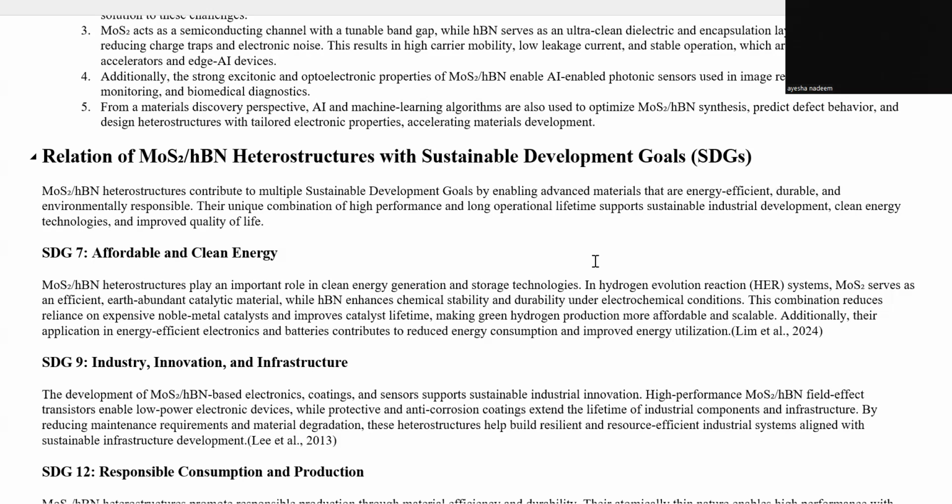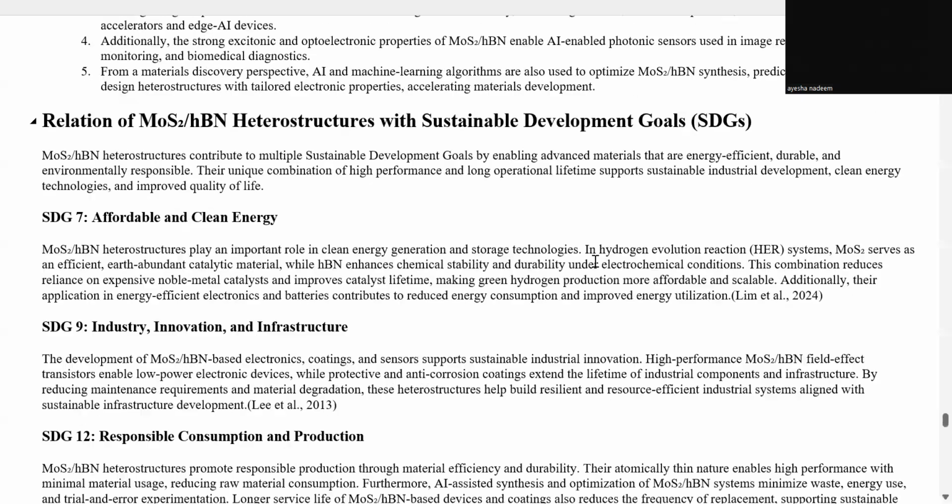MoS2 and hexagonal boron nitride heterostructures play an important role in clean energy generation and storage technologies. In hydrogen evolution reaction, or HER, systems, MoS2 serves as an efficient earth-abundant catalytic material while hBN enhances chemical stability and durability under electrochemical conditions. This combination reduces reliance on expensive noble metal catalysts and improves catalyst lifetime, making green hydrogen production more affordable and scalable. Additionally, their application in energy efficient electronics and batteries contributes to reduced energy consumption and improved energy utilization.